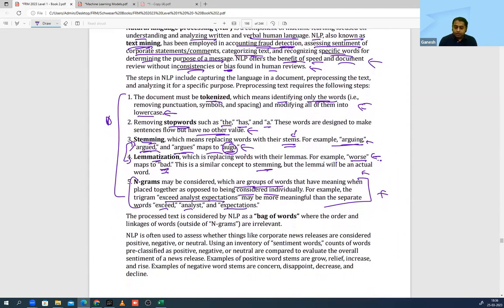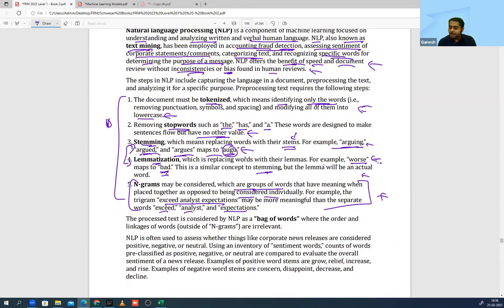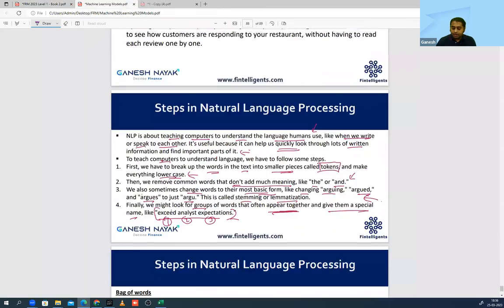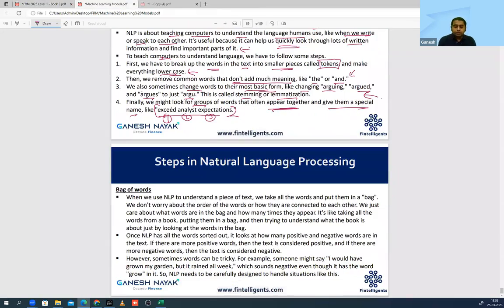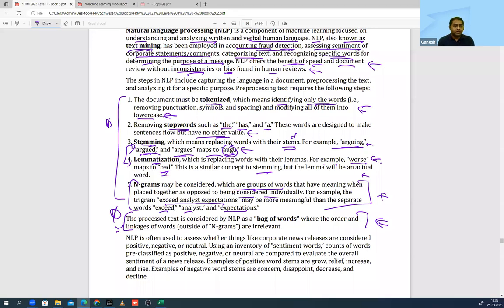Okay, and then the main part is this bag of words. This is also important. Mark it as star. Okay, bag of words. Basically क्या हो रहा है? You can think of this as कि all the words, relevant words, are put in a bag. That is why they have referred it in this manner, where the order and the linkage of words is irrelevant. Which means, suppose मैंने ये तीनों word exceed, analyst, expectation. Company has exceeded analyst expectation.